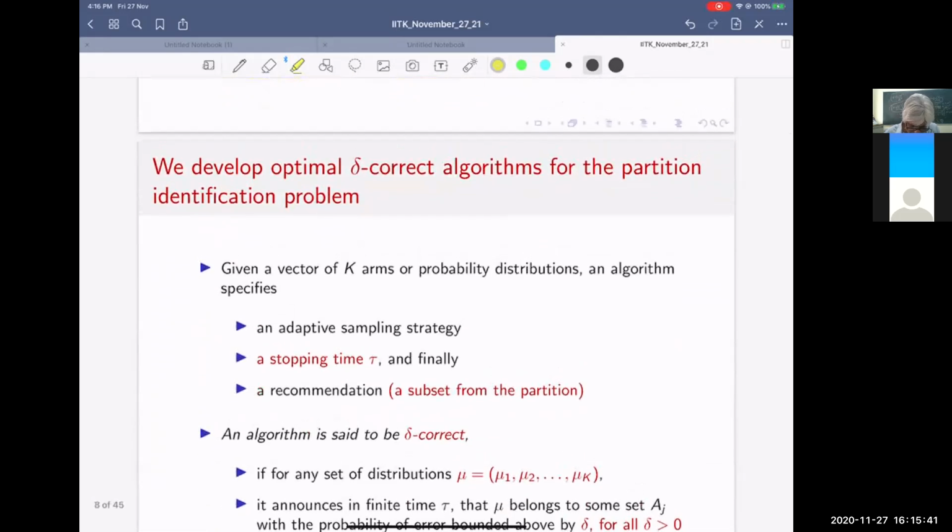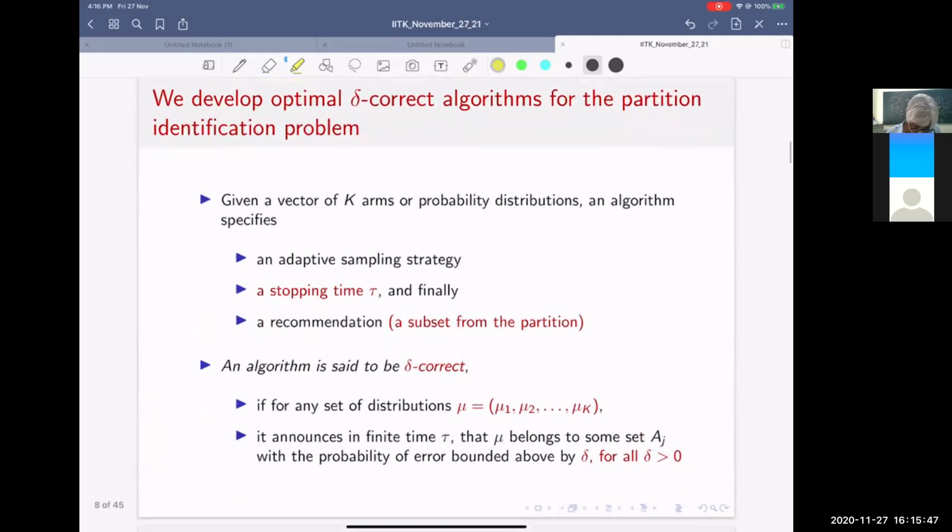Okay, now we'll talk about optimal delta correct algorithms for the partition identification problem. So what does that mean? Given a vector of k arms of probability distributions, what's our algorithm? An algorithm is going to be an adaptive sampling strategy. So sequential adaptive sampling: you look at the data and decide which arm you're going to sample next, and you carry on so on and so forth. And then there's a stopping time tau. At some point you say, okay, I've seen enough, I have enough data, I'm going to draw a recommendation. You say this vector of distributions belongs to one subset of the partition.